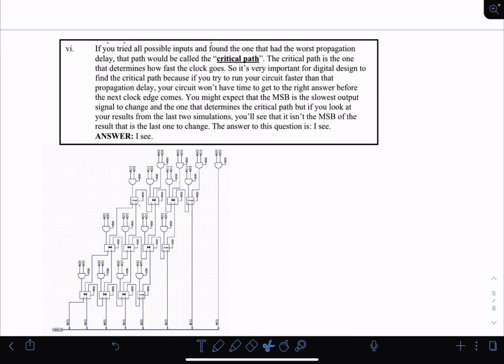So the first problem to go over is this one about critical paths. Critical paths are basically the slowest part of any given digital circuit. When you're given an input, you want to see which outputs change last for you to get the correct answer. And this matters primarily because this will determine how fast your computer can run.